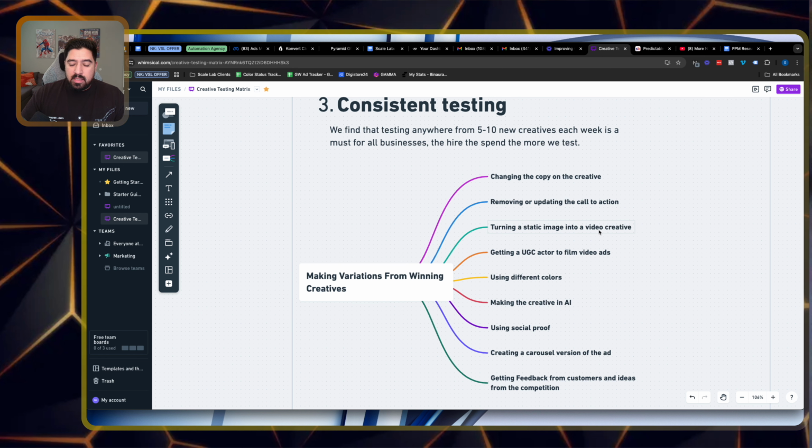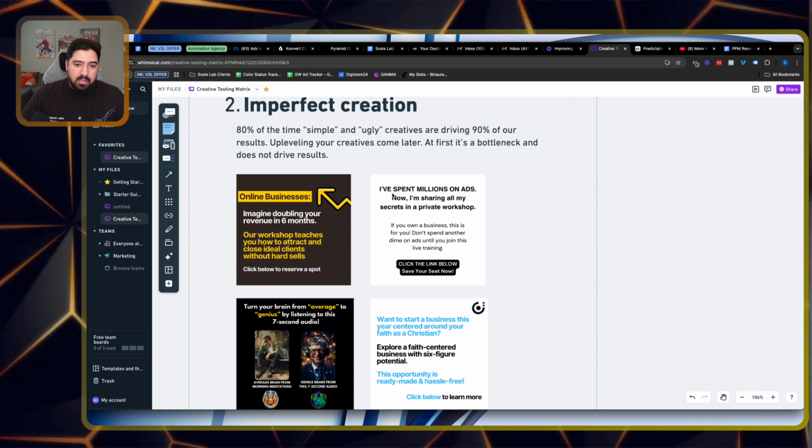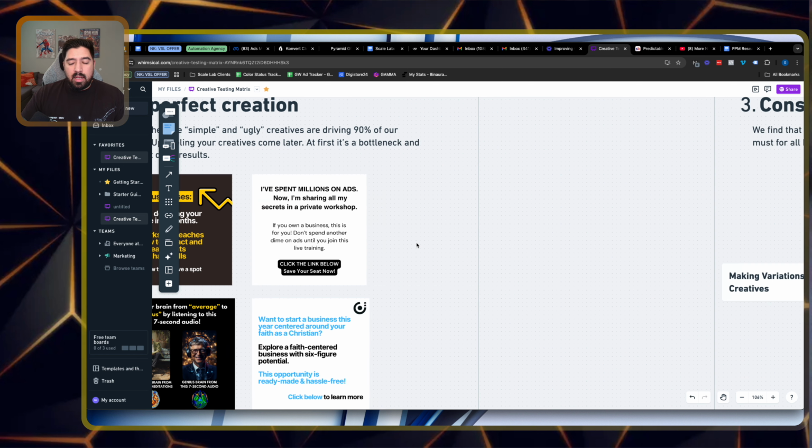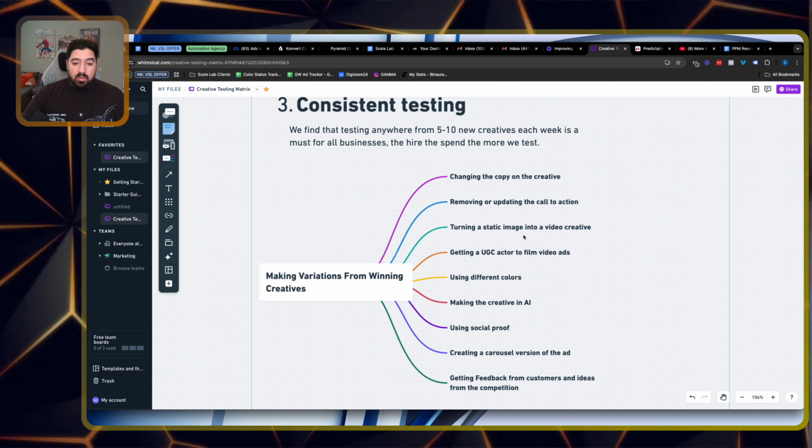Next one is turning a static image into a video creative. That's pretty simple too. Let's say this blunt post is working. You could just take this, expand it a little bit, and have someone or yourself film it. You could then take that video creative and have someone else film it: friend, family member, team member, client, or hire a UGC actor to film some video ads. Simply use different colors, make the creative in AI using something like Midjourney or even Canva.